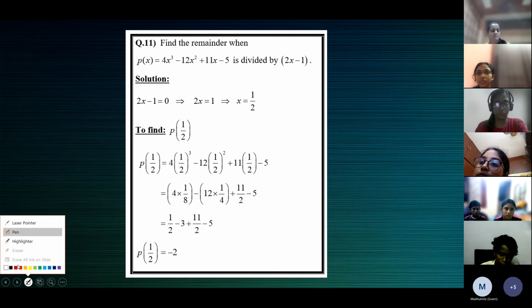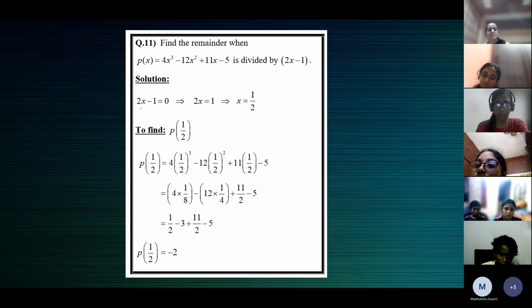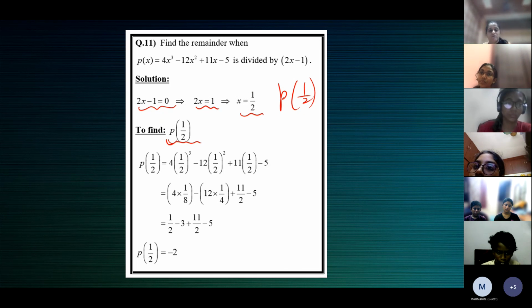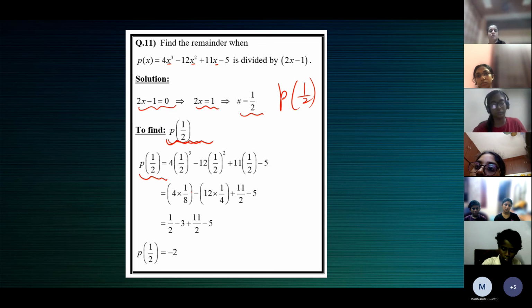You can see it here. Equate the divisor to 0. So you get x is equal to 1 by 2. To find p of 1 by 2, you should find. We don't know the value of p of 1 by 2. You should find the remainder. So that means you should find p of 1 by 2. So how to find p of 1 by 2? In p of x, wherever there is x, use 1 by 2.